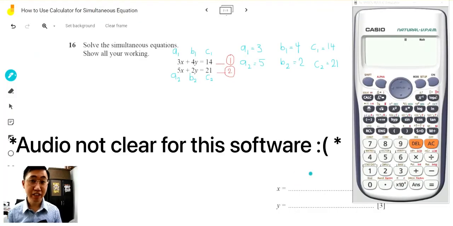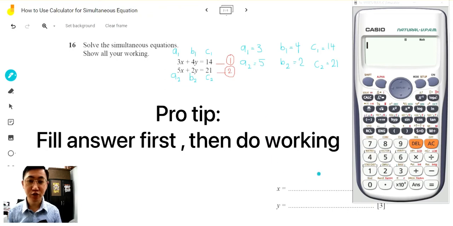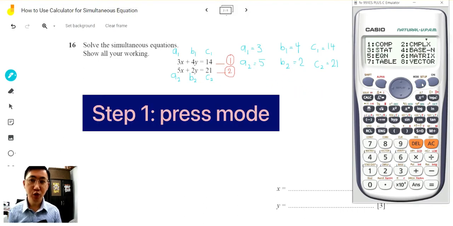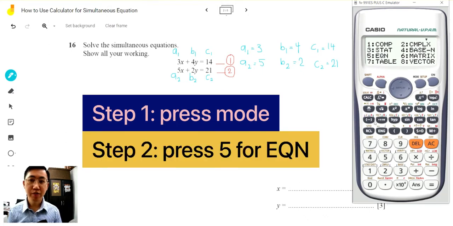When you do simultaneous equation, right, it's very important that we actually fill up the answer section first, then only we do the working. It's actually the other way around. So let me show you how to use calculator. I want you to click on mode and you will see this screen of functions. So click on number 5, EQN, yeah?